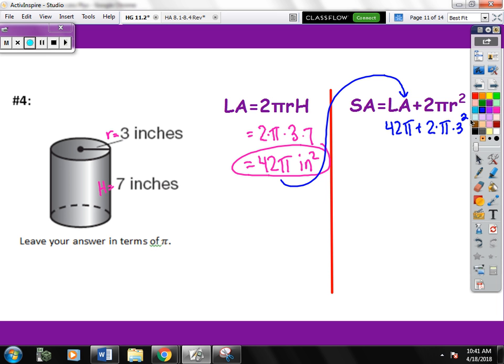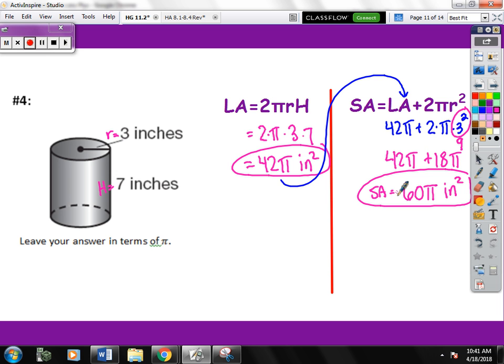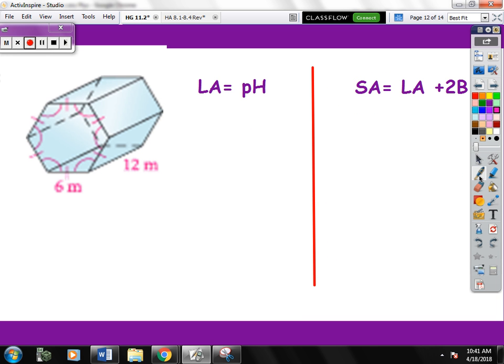And then make sure you do your order of operations. 3 squared is an exponent that gets done first, which is 9. Then we do our multiplication. And then lastly, since these both have pi's, we can add them together. 42 plus 18 will get us 60 pi square inches. So cylinders, again, are going to be your friends because you kind of just plug in. Saving the best one for last, we have another prism. What shape is this?